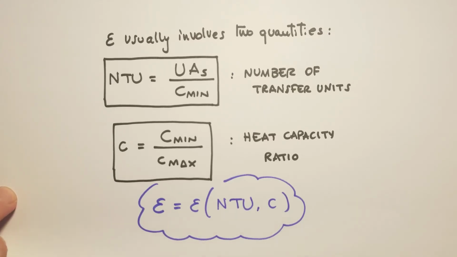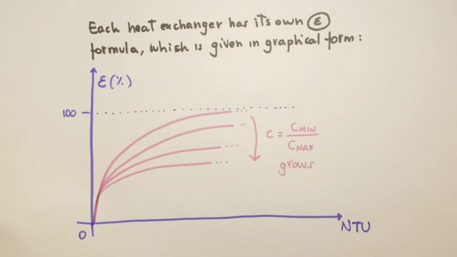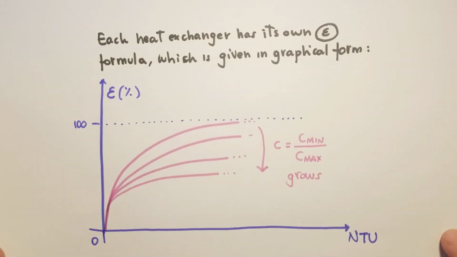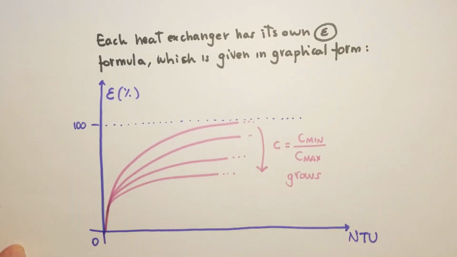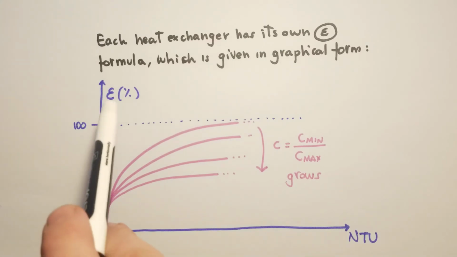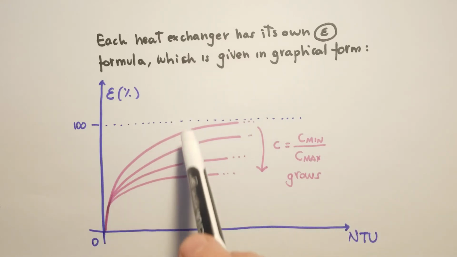So to compute effectiveness, we can just use the formulas that we can find in many books of heat transfer. But a quicker way, although less accurate, is to use charts where those formulas are plotted, and they usually assume this kind of form. So here on the y-axis we have in percentage the effectiveness, and on the x-axis we have the NTU, the number of transfer units. For different heat capacity ratios, we have different pink lines.